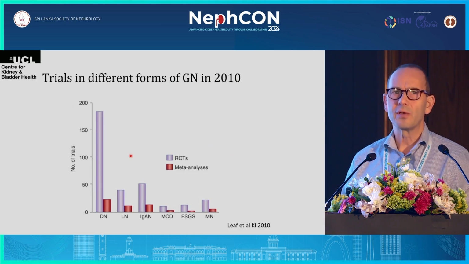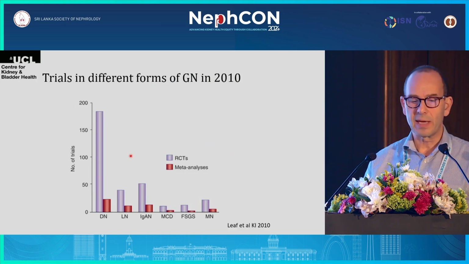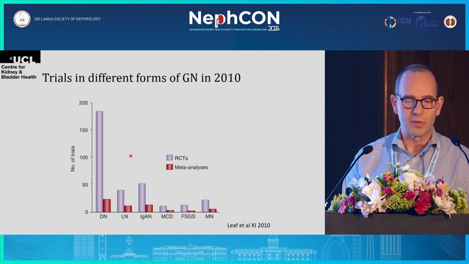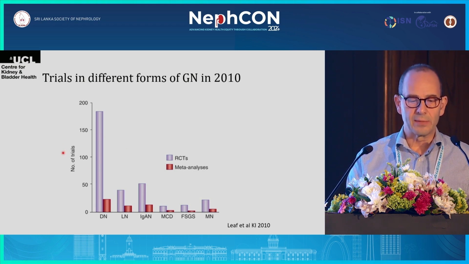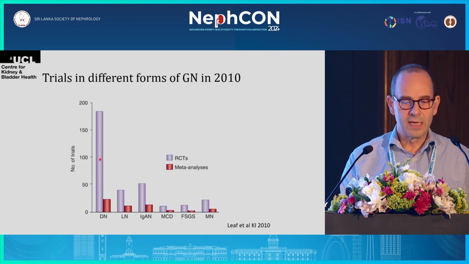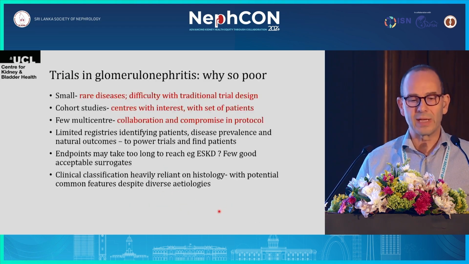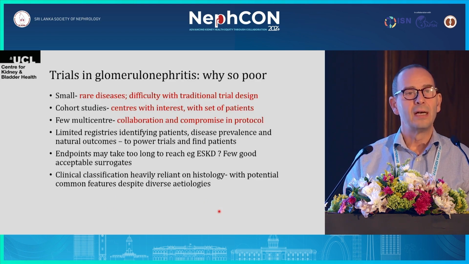If you look back in 2010, this is a publication about the different sorts of trials that were going on in glomerular diseases in 2010. These are dominated by diabetic nephropathy diseases. These rare diseases that I'm talking about, lupus, IgA, FSGS, very few trials going on. And why is that? Well, that's because they are rare diseases.